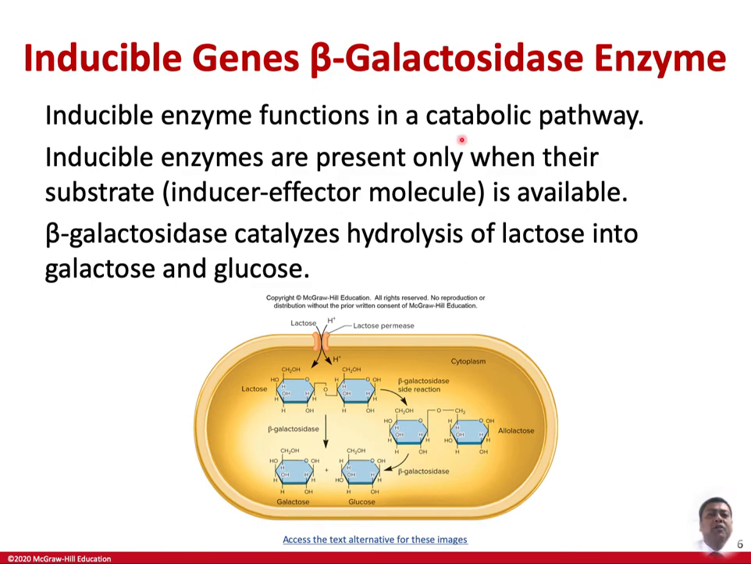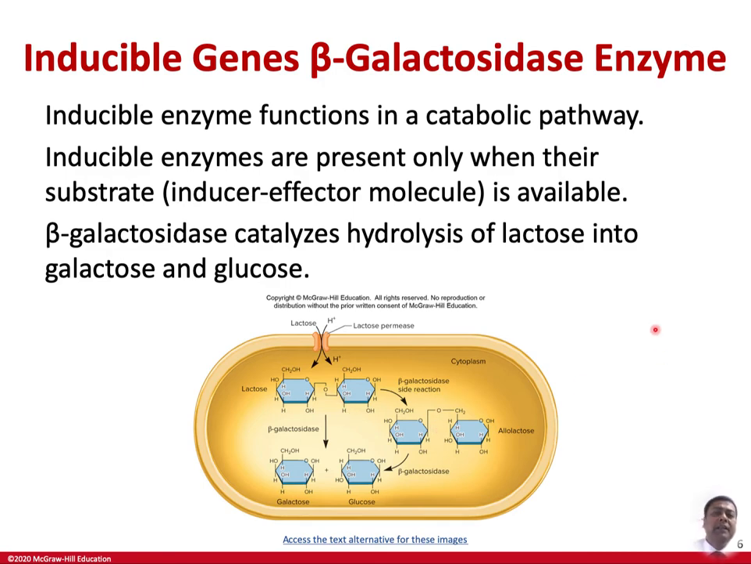Now, the beta-galactosidase is not produced by the E. coli all the time. So the genes for these enzymes are turned off. Only when lactose is present in the environment, these genes are turned on. That means they are induced to make the beta-galactosidase protein, which is an enzyme, to do this reaction. Otherwise, they are not present.